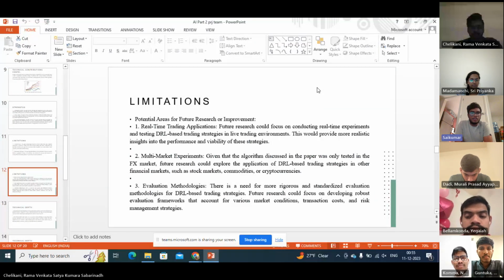And there are some limitations that point to future research. The first one is real-time trading applications. Future research could focus on conducting real-time experiments and testing DRL-based trading strategies in live trading environments. Coming to multi-market experiments, the algorithm discussed in the paper was only tested in the FX market, and future research could explore the application of DRL-based trading strategies in other financial markets. And coming to evaluation methodologies, there is a need for standardized evaluation methodologies for DRL trading strategies, and future research could focus on the development and evaluation of such a framework.